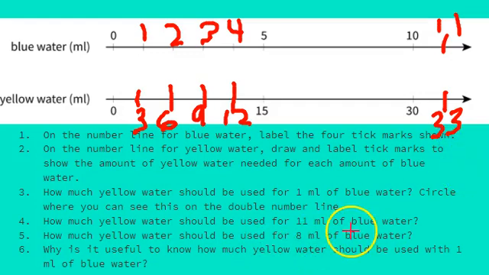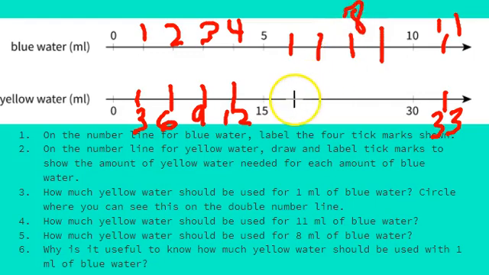What about 8? Again, we should be able to figure that out here, right? 5, 6, 7, 8, 9. So 8 would be here. And using that it's a 1 to 3 ratio, we're going to have to multiply both parts by 8. 8 times 1 is 8. 8 times 3 is 24.